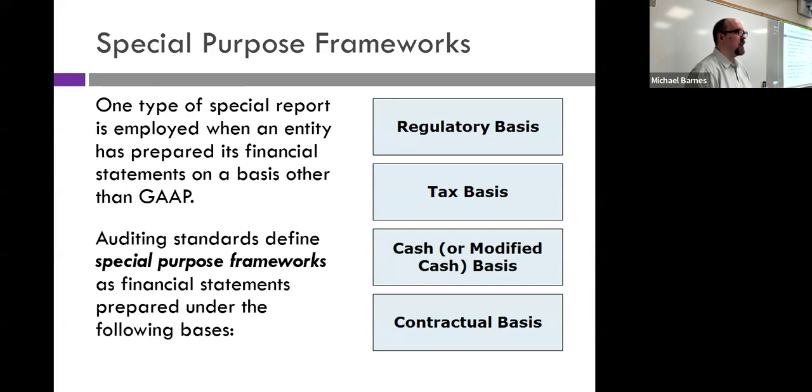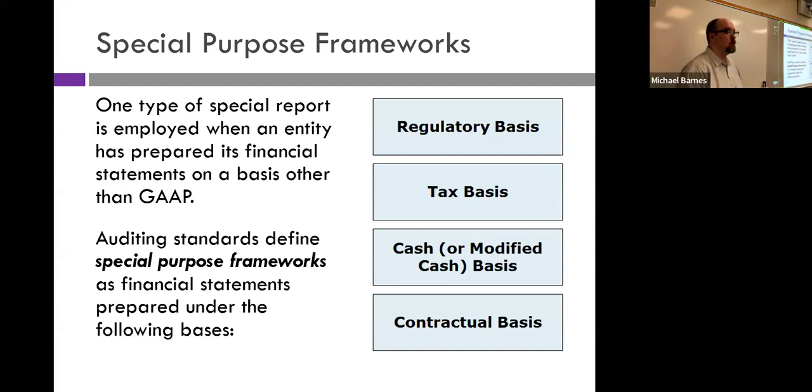I know that sounds counterintuitive. It's like, well, if you have one that's generally accepted, you have to have the other generally accepted, right? I'd say not necessarily, okay? GAAS is about how we conduct audits. GAAP is about how our client reports their financial statements. They can use other bases. So auditing standards define special purpose frameworks as financial statements prepared under the following bases. And this is not a comprehensive list, but an example of some.